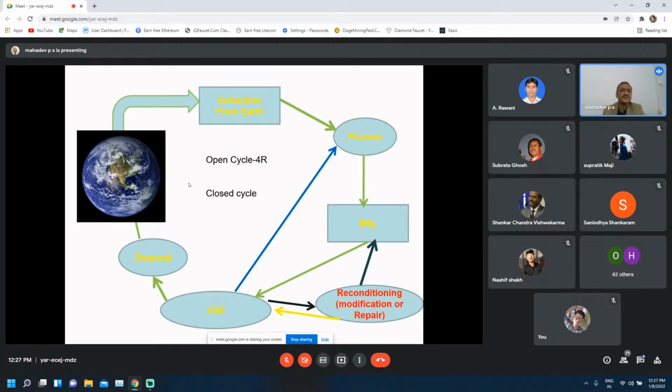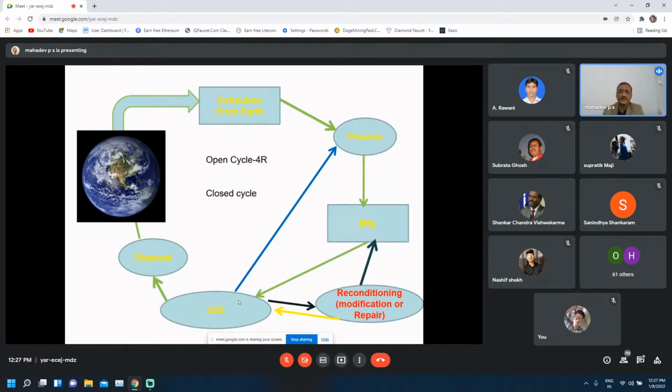So if you look at the sketch, whatever we take, extract from the earth for producing something through a manufacturing process, you can see we take something out of the earth's crust, extract it from the earth, and we process it. After processing, we manufacture it.